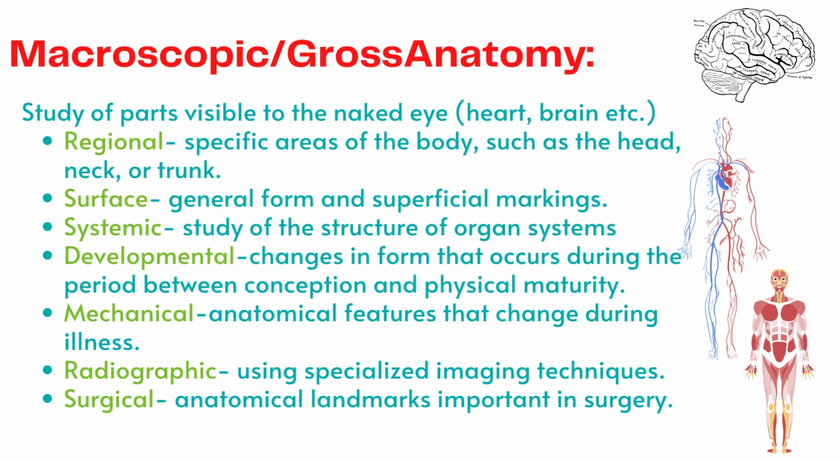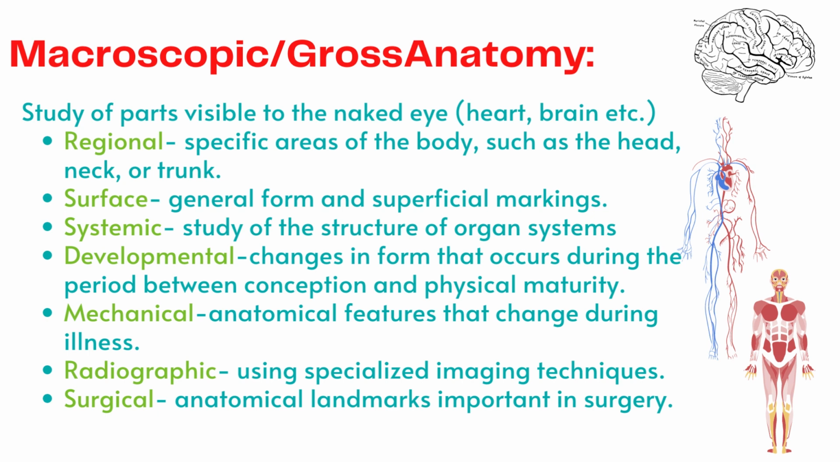So we have the first one, regional anatomy. Under regional anatomy, we focus on the specific areas of the body, and in this case, we may choose to study the body by looking at the head, the neck, the trunk. Okay, so all those structures. So you are focusing on specific regions of the body. We also have another subdivision, which is surface anatomy. So under surface anatomy, you basically look at the general form. Okay, so you study the human body by looking at the general form and the superficial markings.